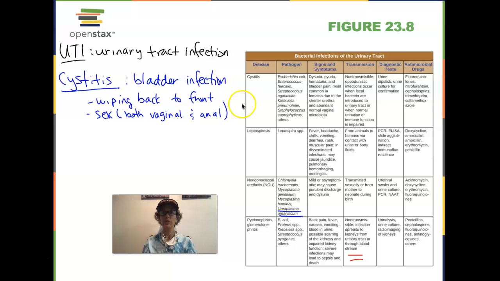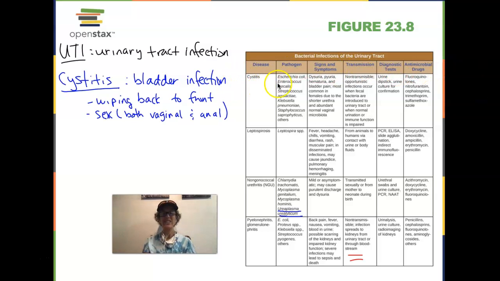This table here is listing the bacterial infections of the urinary tract, similar to the tables we saw in chapters 21 and 22. And I just made the Word/PDF document of the organisms that you would be responsible for on the next exam. So the disease is in the table, and it'll be your job to fill in the pathogen, the signs and symptoms, transmission, diagnostic, and antimicrobial drugs.